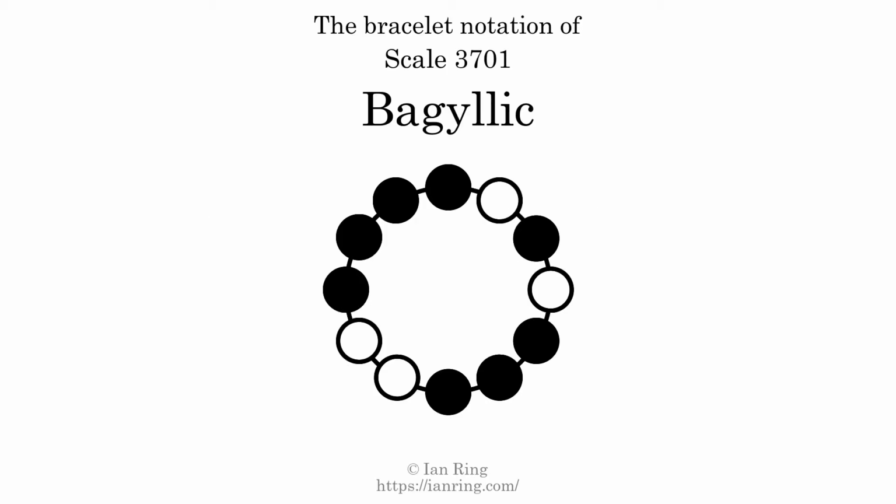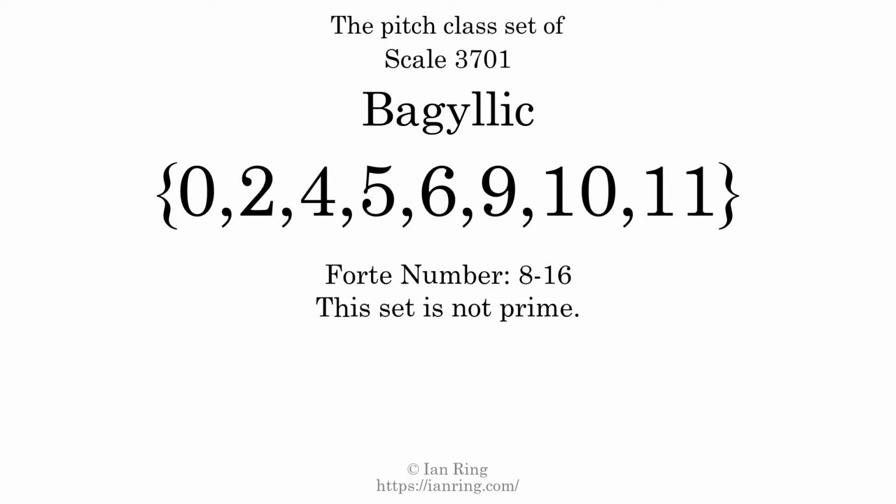This is a bracelet notation diagram of scale 3701. The shaded circles represent tones that appear in the scale, and they are read clockwise, starting at the top. The pitch class set for this scale is 0, 2, 4, 5, 6, 9, 10, 11. The forte class is 8-16. This set is not prime.